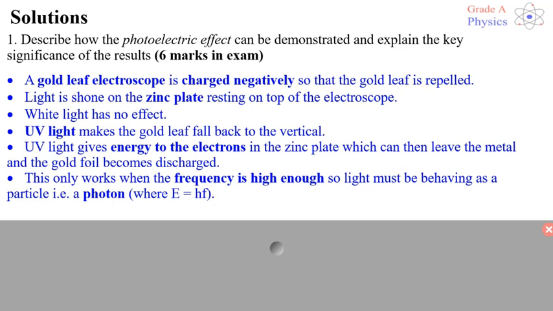So we're giving energy to the electrons. The electrons then have enough energy to leave. So because we lose this excess of electrons, then the gold foil becomes discharged and falls back to the vertical. And the significance is to do with this idea of photons, particles of energy. So the energy of the photon is related to the frequency rather than the intensity. So we could make a reference to E equals hf.